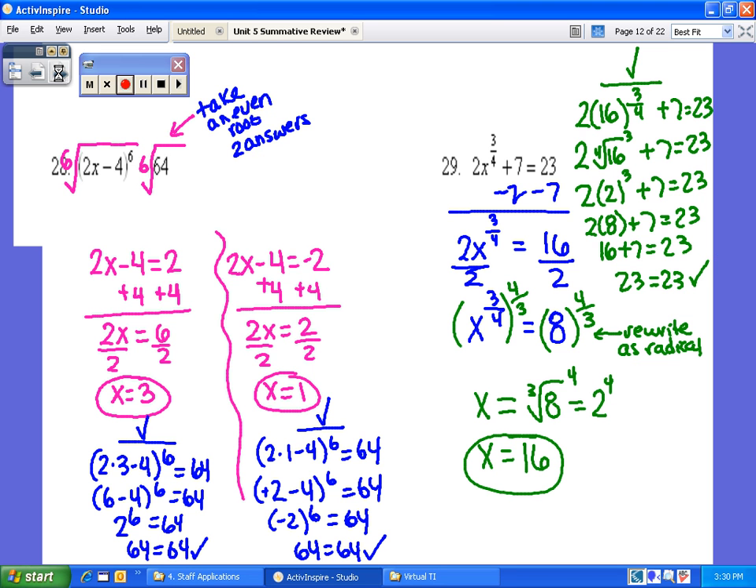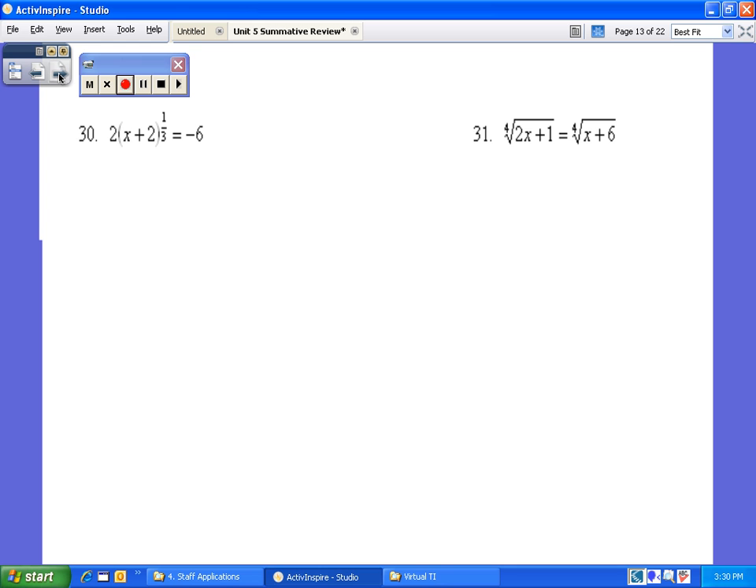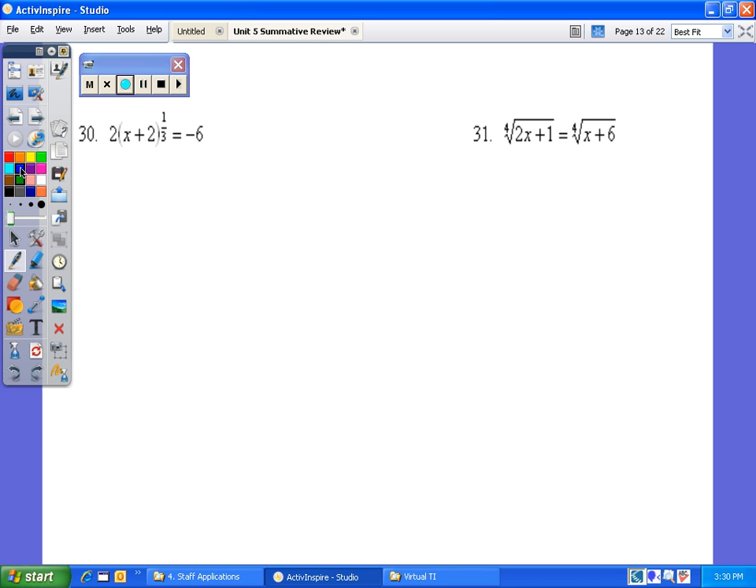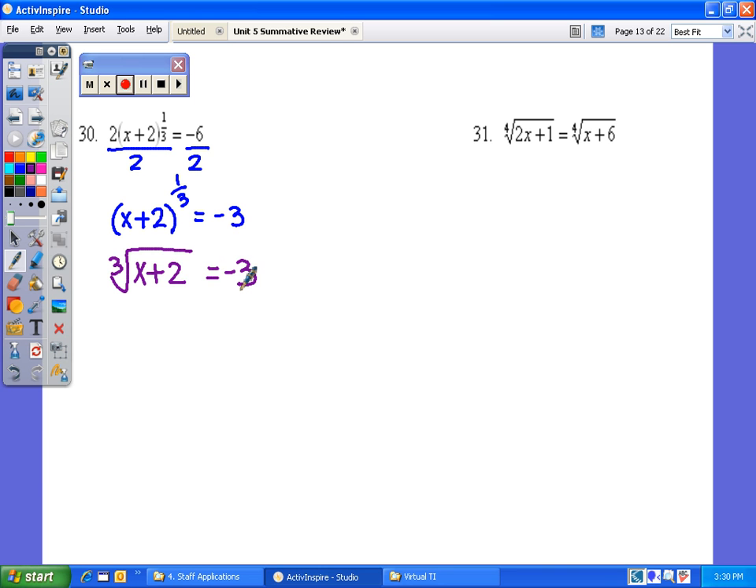Alright, next we have 2 times (x + 2) to the 1/3 power. First thing you do want to do is get rid of the 2, so we divide both sides by 2. And we're left with (x + 2)^(1/3) = -3. So you want to rewrite this as a root. So this is really the third root of x + 2 equals -3.